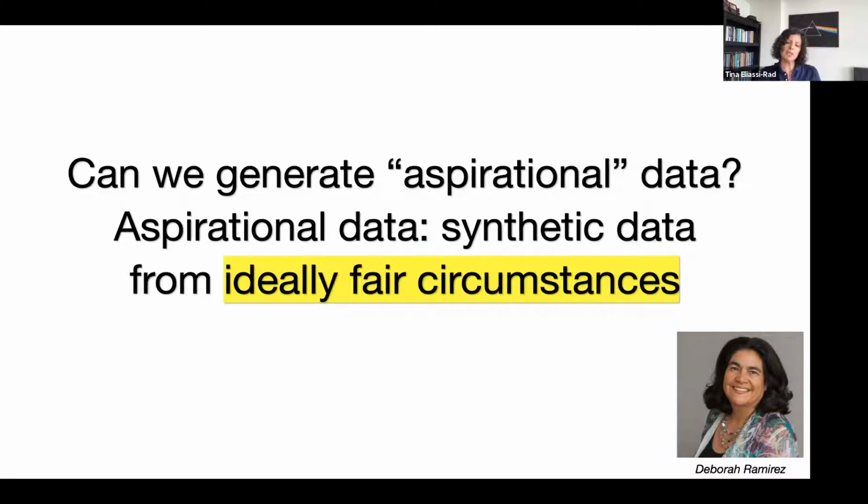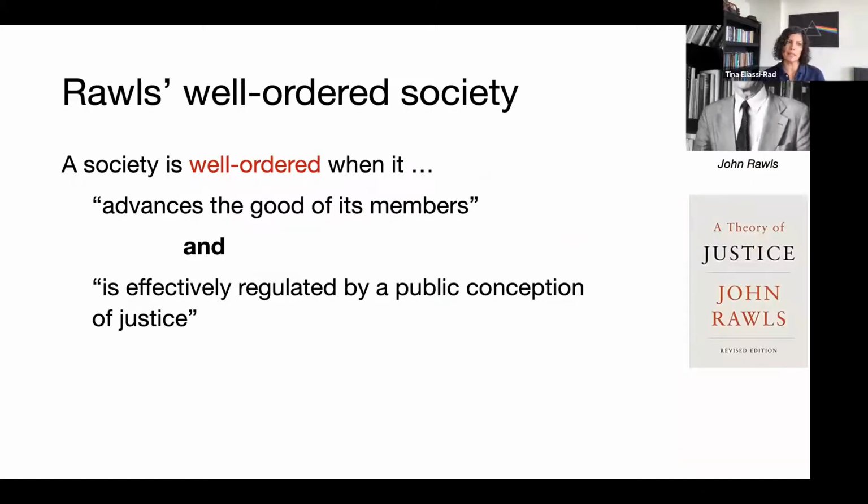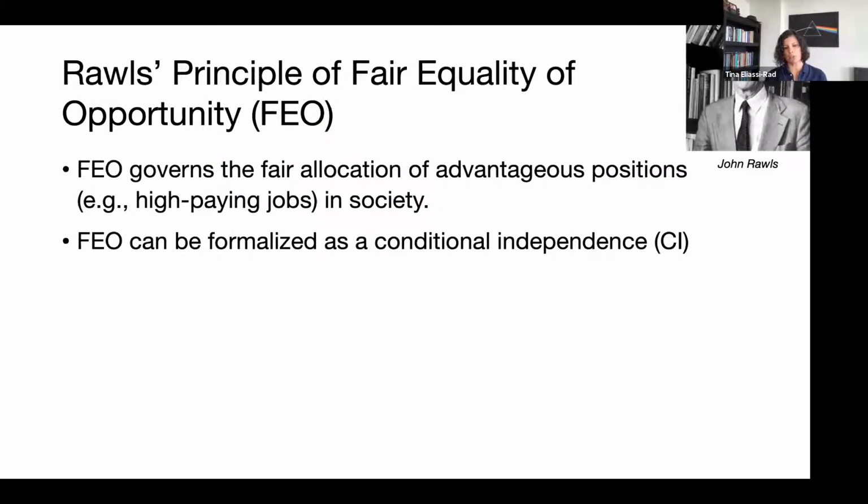And so when we started thinking about these ideally fair circumstances, it led us to Rawls's work on well-ordered societies. John Rawls defined a society as well-ordered when it advances the good of its members and it's effectively regulated by a public conception of justice. And in particular, he had these two principles. One was the difference principle that I'm not going to talk about, and the other one is fair equality of opportunity.